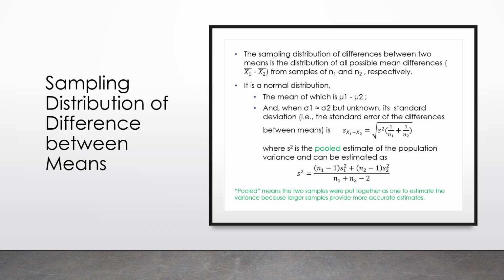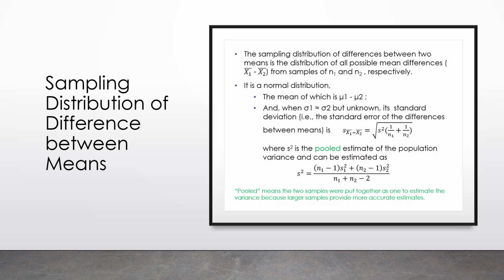Things get more complicated here because we have two populations. The easiest way to estimate the standard error of the sampling distribution is to assume that the two populations have equal variances, and the two samples can be combined to estimate the pooled population variance, since a larger sample size provides a more accurate estimate. To do this, we compute the pooled variance by combining the sum of squares from both groups and dividing it by the total degrees of freedom.